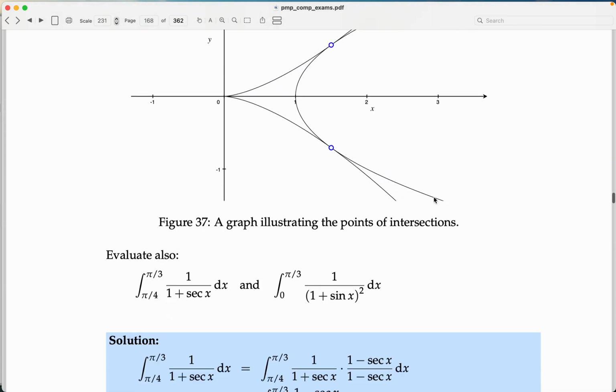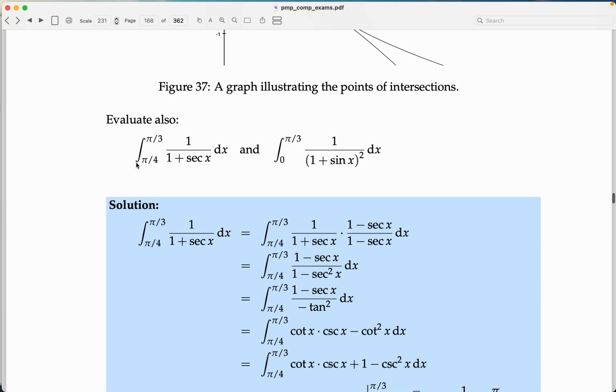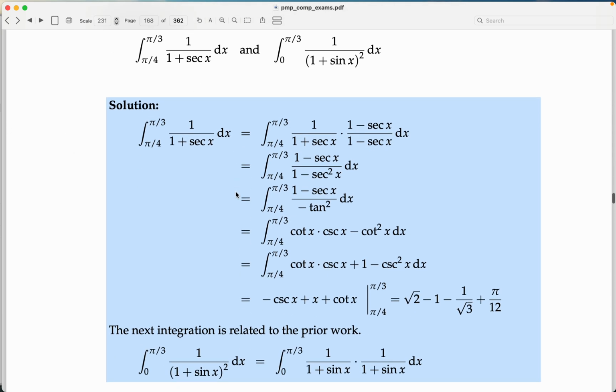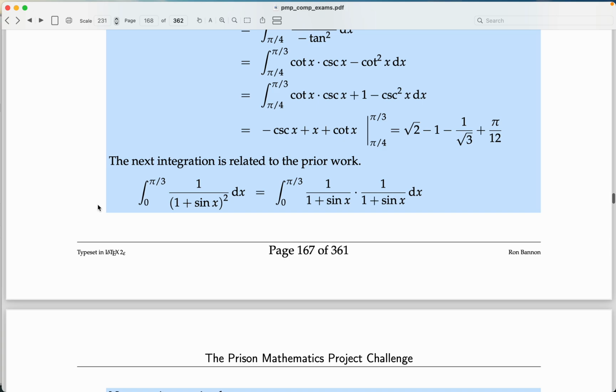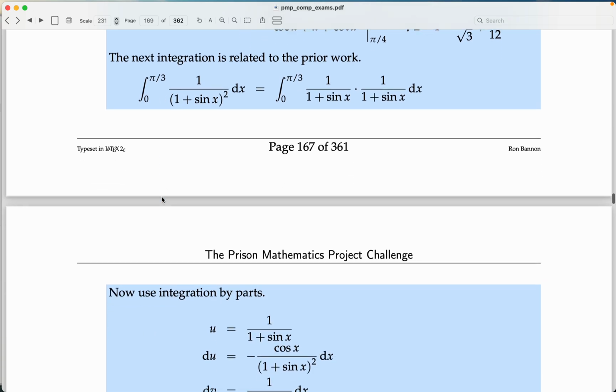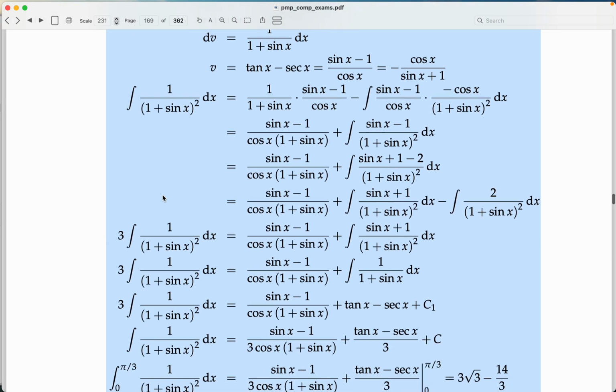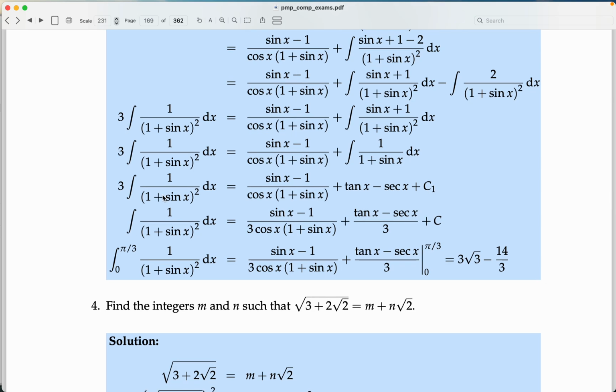But then as time goes on, they start asking more difficult questions, like this one over here, a little bit more involved. Then they want you to do this one over here, a little more involved. And now that they talk about integration by parts, as you can see, the work gets longer and longer. It really does. All right?